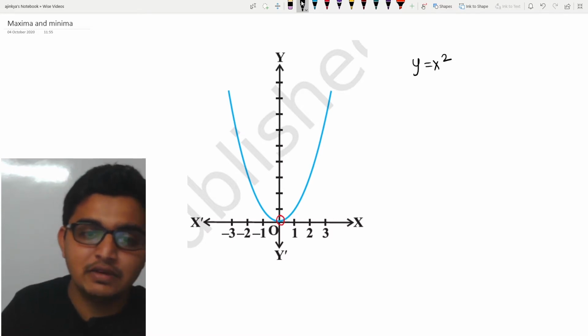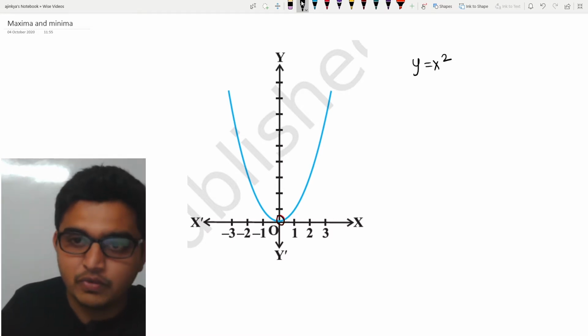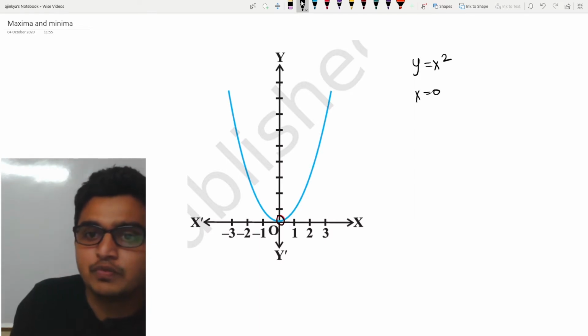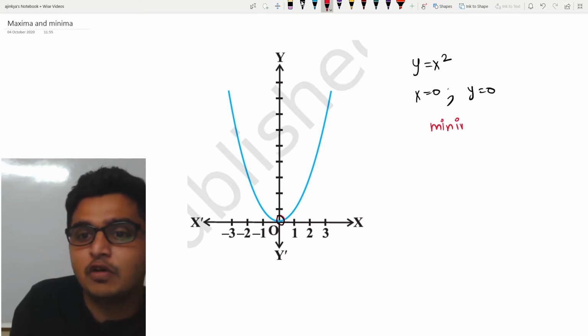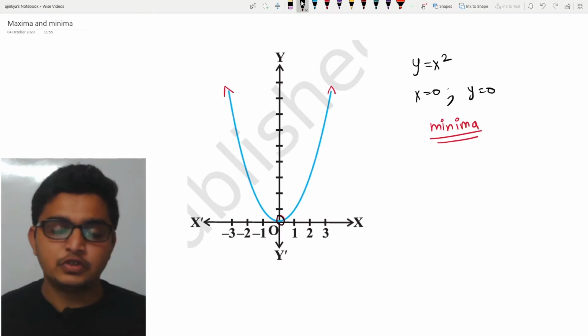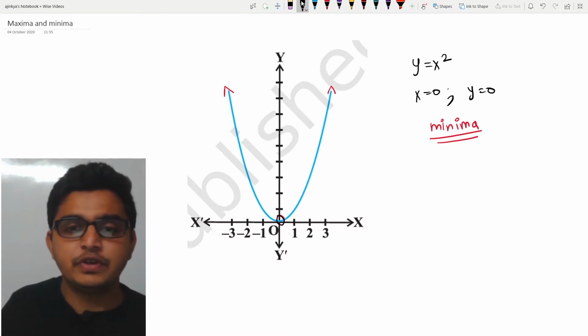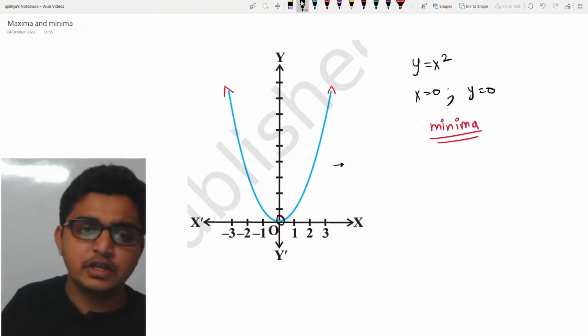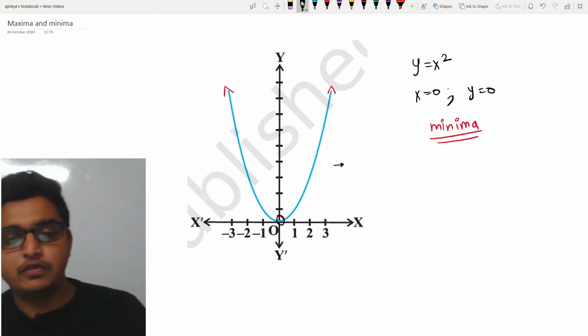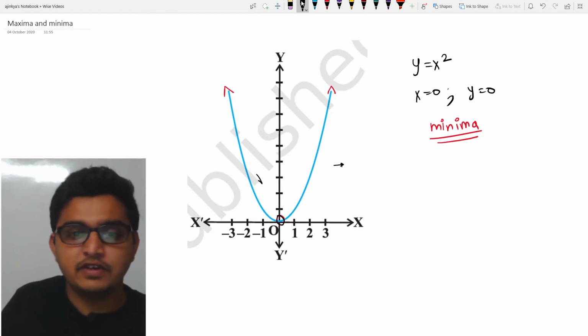It is clearly given over here, which is 0. So when you put x equals 0, your y is going to be 0, right? So this is your minima, which is nothing but the minimum value of a function. In the previous video we have seen that to the right of 0, this function is an increasing function, and from the left towards 0 it is a decreasing function.